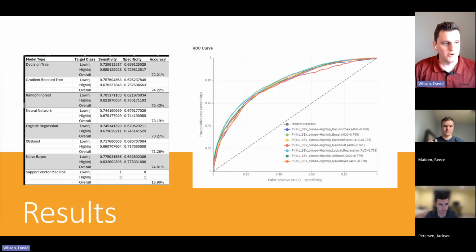The results from all of our models are compiled in a composite table and ROC curve on this slide. Our decision tree, 72% accuracy, gradient boosted tree, 74, random forest, 75, neural network, 73, logistic regression, 73, XGBoost, 71, naive Bayes, 74, and support vector machine, 18.